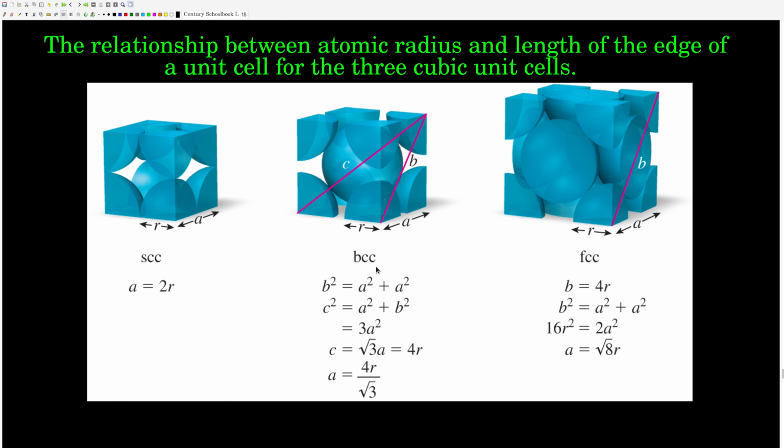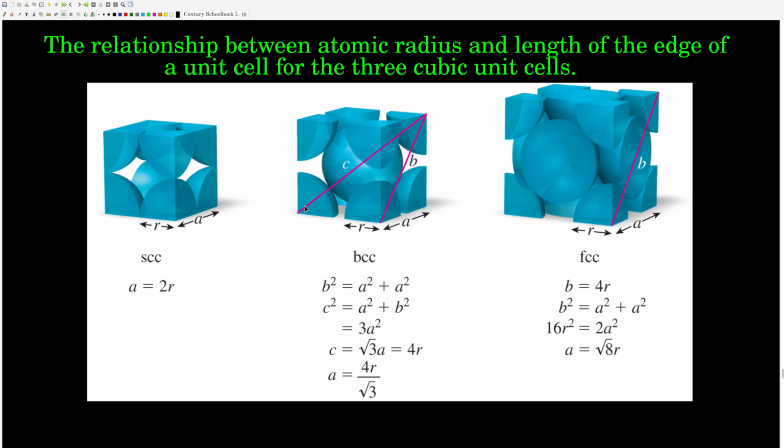And that's going to be, the Pythagorean theorem says that a squared plus b squared equals c squared, but here a and a are the same. So this length, b squared, is equal to a squared plus a squared, or 2a squared.